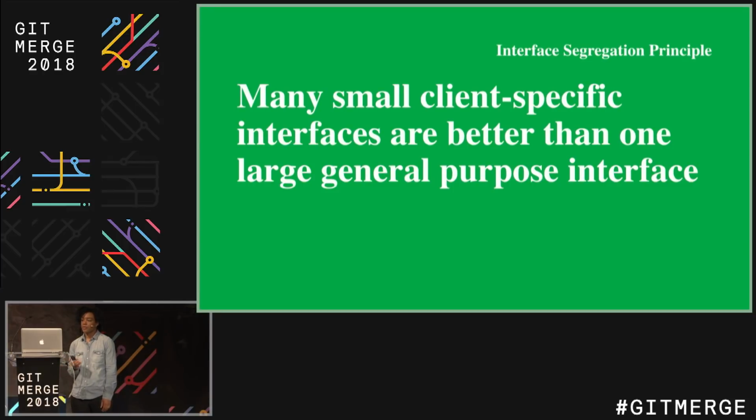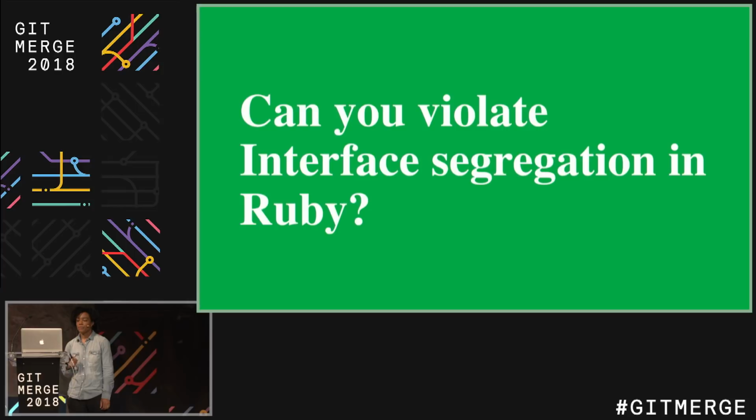Another way that this principle is often explained is by saying that many small client-specific interfaces are better than one large general-purpose interface. Instead of having one huge aircraft interface that does lots of things, as we saw, it's better to have a small interface that only does the things that air traffic control needs. So I said the typical examples are in Java, but can you see ISP violations in non-typed languages like Ruby?